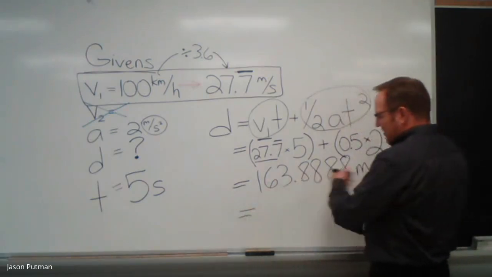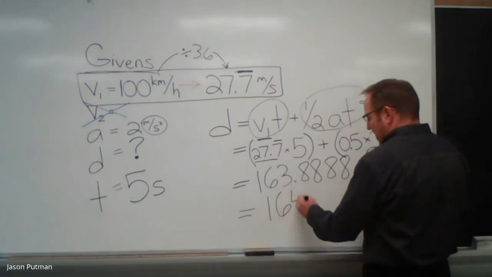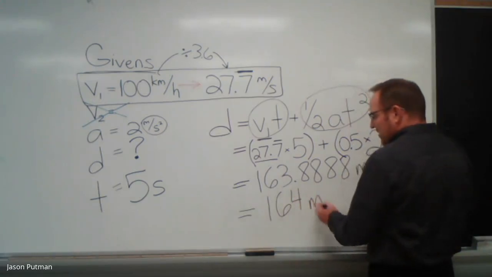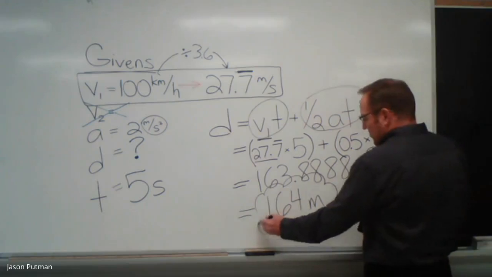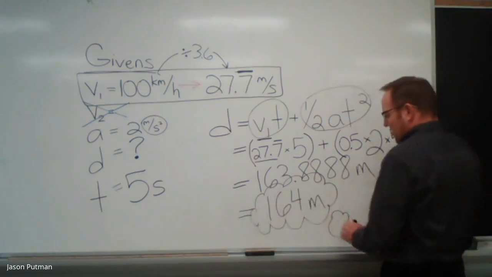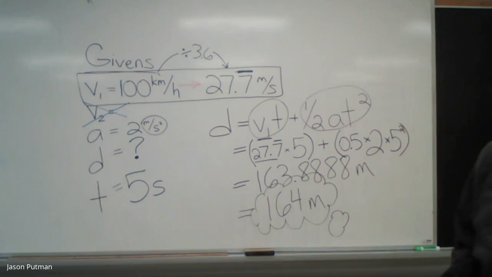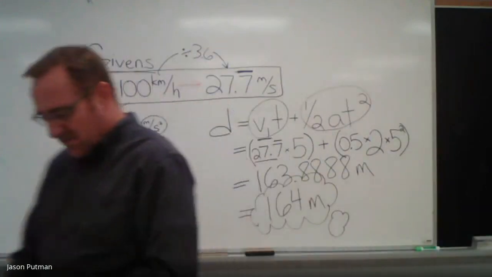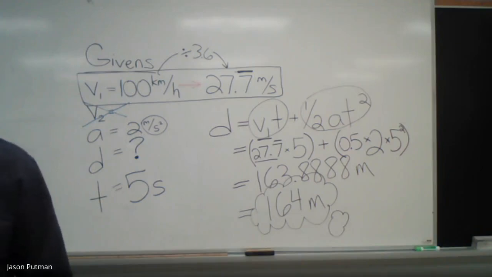And you would never leave it with that many decimals. Maybe I'm just going to write 164 meters. And then you think about it. Don't forget that very last step with any physics question is, don't just leave it as an answer. Think about what the situation was and think about whether it makes any sense. So if you're going down the highway at 100 kilometers an hour and you step on the gas pedal for 5 seconds, that seems completely right. 164 meters is totally sensible.